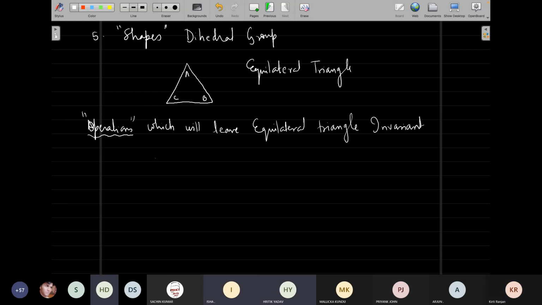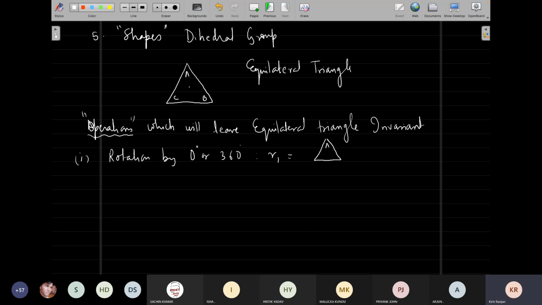So what operations can you think of? Sir, rotation. Let's say there exists a rotation about an axis perpendicular to this two-dimensional plane. Rotation by what? If I do not rotate, rotation by 0, or some people call it 360 degrees, what will happen? I call this the first operation. It remains as it is, with my A, B, and C at the same place.